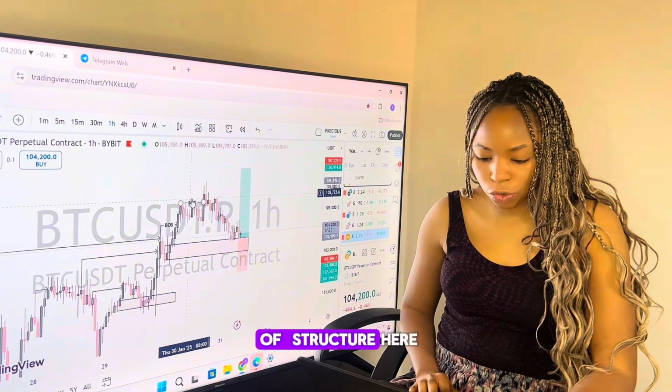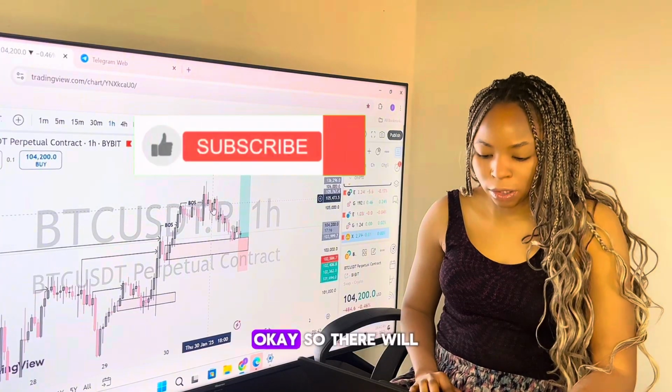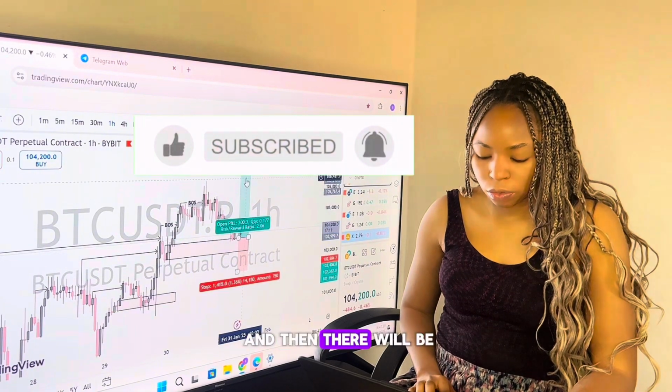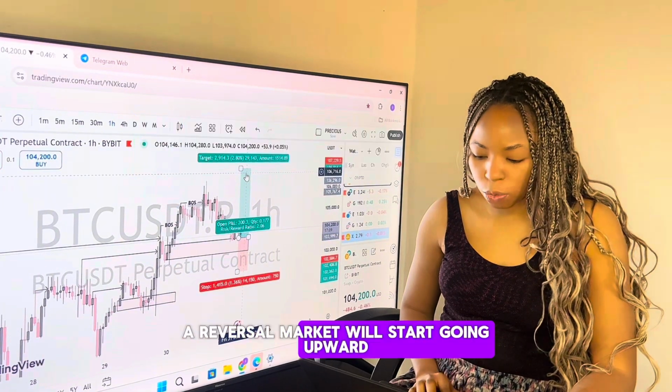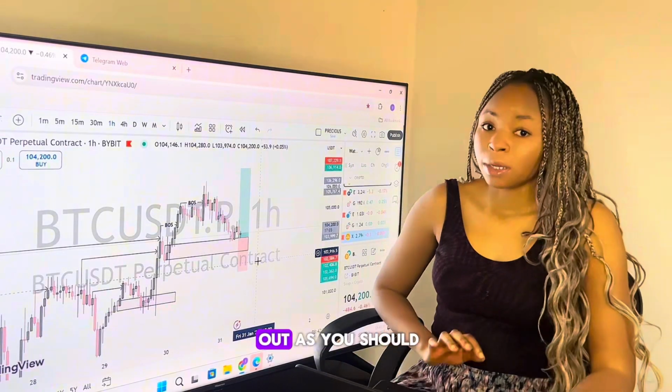This is a breakout structure here, and then I noticed another breakout structure again, so I'm like, okay, there will be a pullback here, tap my order block, and then there will be a reversal. Market will start going upwards. So that is what I'm expecting. So let's wait for this trade to play out as it should.